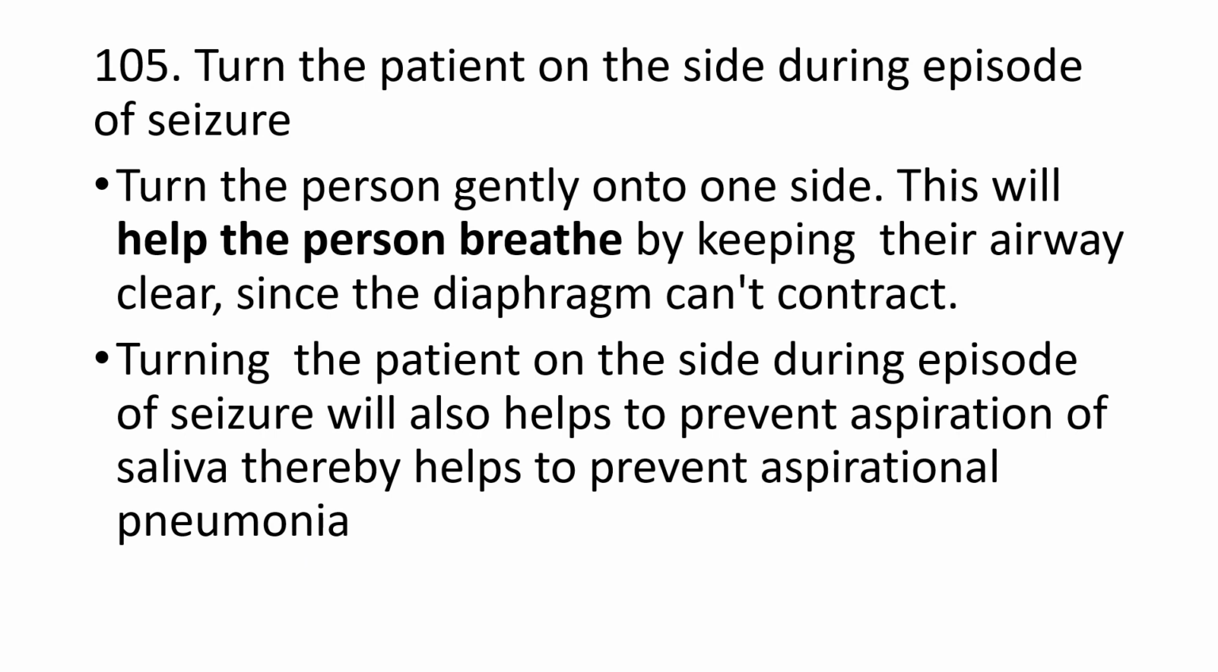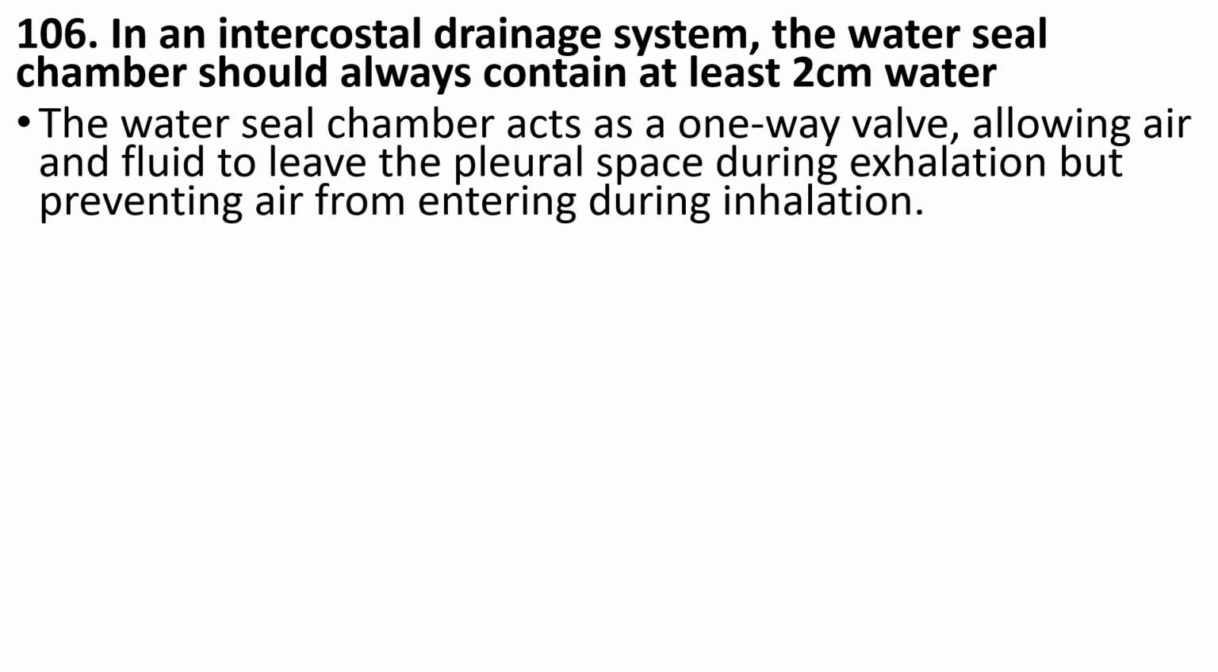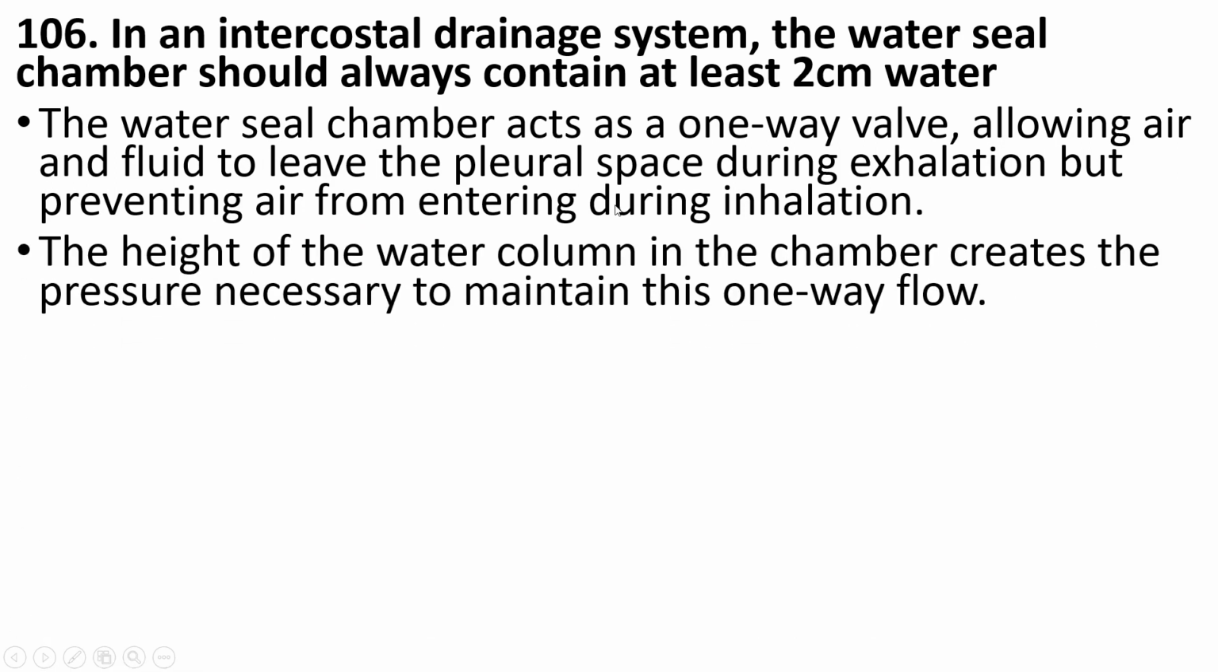In an intercostal drainage system, the water seal chamber should always contain at least 2 cm of water. Why? The water seal chamber acts as a one-way valve, allowing air and fluid to leave the pleural space during exhalation but preventing air from entering during inhalation. The height of the water column in the chamber creates the pressure necessary to maintain the one-way flow.